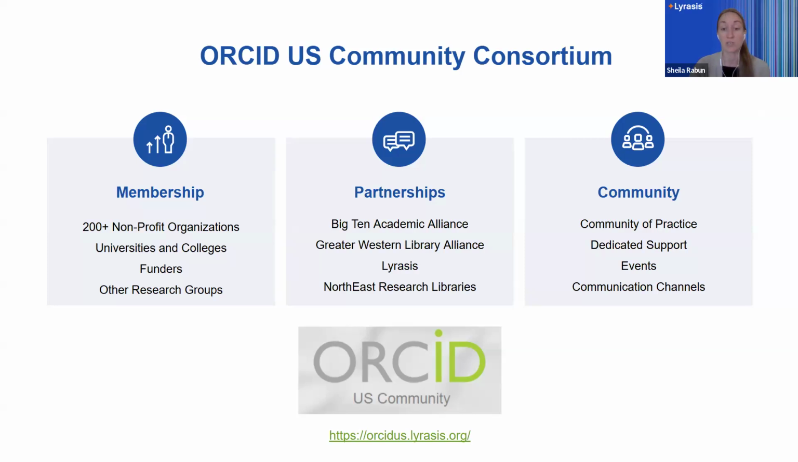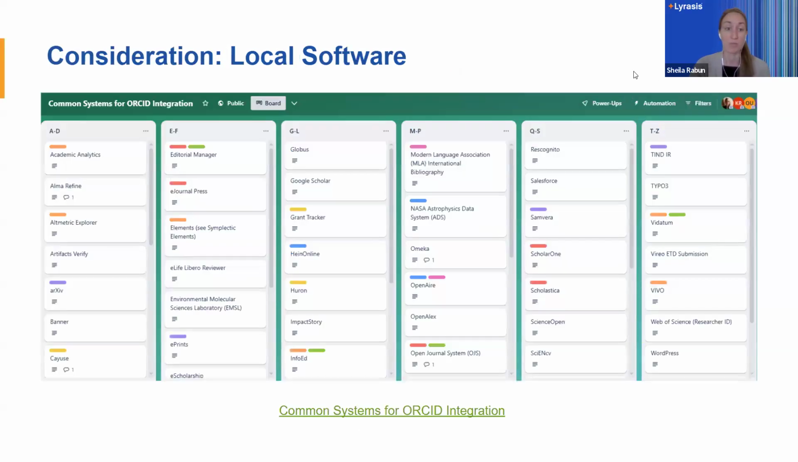So if your organization is not an ORCID member yet, you may want to consider joining. On the next slide, to help organizations navigate the considerations for organizational ORCID membership, a few years ago, we created a public Trello board that lists many of the most common software systems that organizations in our community are using. And on each individual card in the Trello board is a different software system. And we've included information about whether and how each system integrates with ORCID.